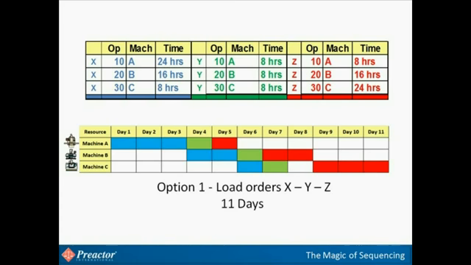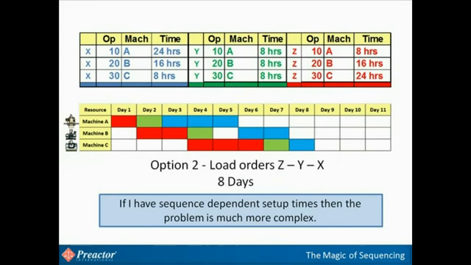Now let us load it the opposite way around, Z first, then Y, and then X. There are fewer gaps, and all 3 products are completed in 8 days. That's 3 days less than before. On top of that, if, for example, we had sequence-dependent setup times, the mathematics becomes more complex. For example, it might take 1 hour to change from product X to Y, but 3 hours to change from Y to X.